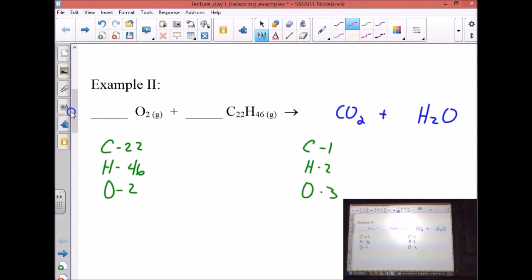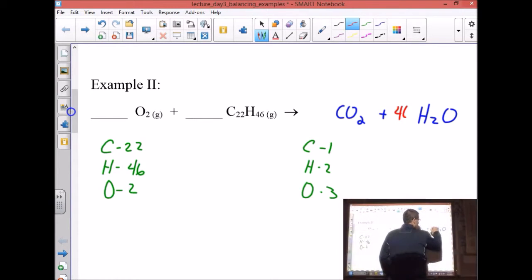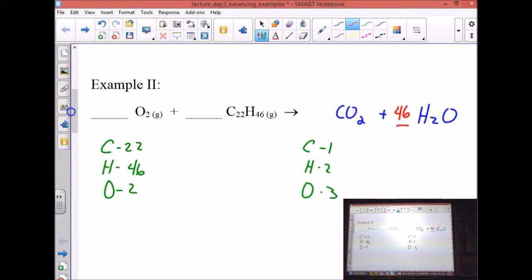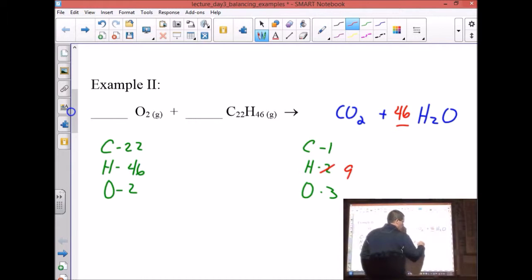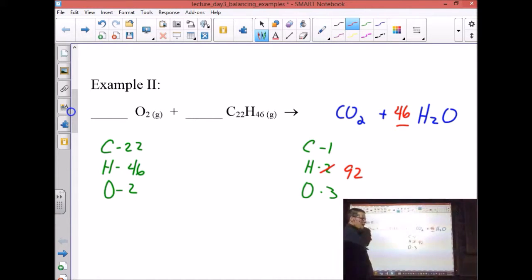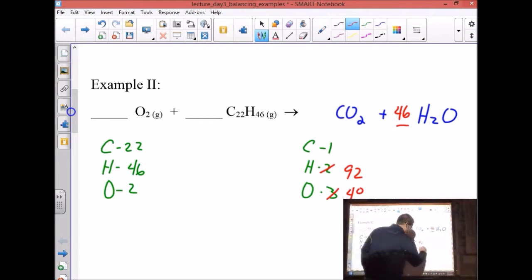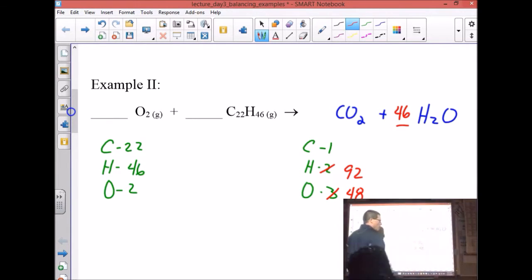So what should I have in front of the water? Huh? Ooh, a 23. 46. 23 is a good number, but it's an odd number. So double it. Okay. So if you see a 23, go, that's a good number, but double it, because 23 is going to cause me to go crazy here. So what is that, 92? And how many oxygen? 48. So 46 times 1 plus 2.